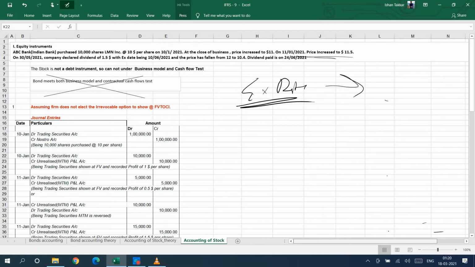Okay, so on 30th May, the company declared a dividend of $1.5, and the X date for the record is 10th June. Prior to 10th June the price was 12, and on 10th June it reduced from 12 to 10.4. So as I said, approximately the same. It doesn't have to be exactly 1.5; in this case it's 1.6. And the dividend is paid on 24th June. So what accounting entry will pass?